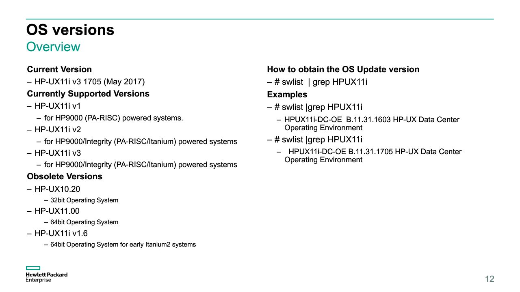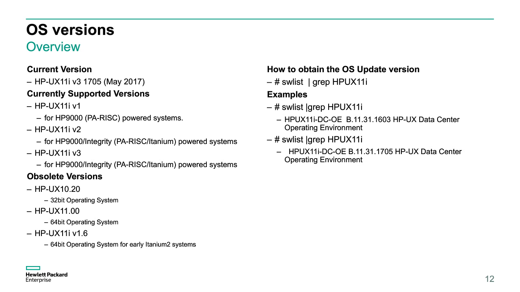So as you can see in the examples, we have DCOE, Data Center OE, 1131, which is 11i v3, 1603. This refers to 2016, the third month of 2016. So that's March 16. And below that, we have the latest version of the operating system, HP-UX 11i v3, 1705. We call that 2017 update release, but it's actually May 2017 version.